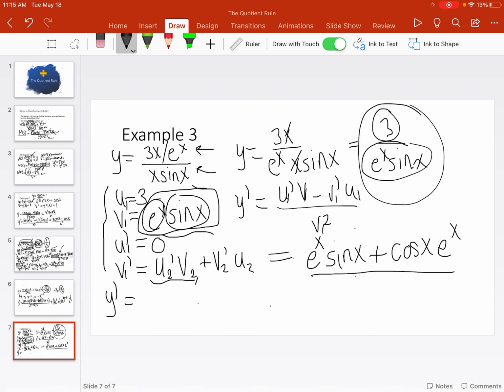So what's u1? Well, u1 is just 3. Put that in brackets. So what's the next step? So what's v1? I'm going to make this a little clearer. Well, v1 was just e to the x.